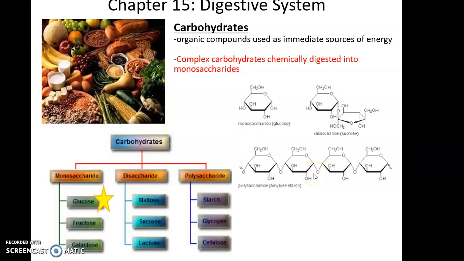Carbohydrates. As we know, carbohydrates are a great source of immediate energy. Carbohydrates we eat hopefully as complex carbohydrates, which would be long chains of monosaccharides. And then those long chains get broken down into disaccharides, and then finally the monosaccharides that we can absorb: glucose, fructose, galactose. Glucose being, of course, the most important monosaccharide because it's what our cells use to produce ATP.